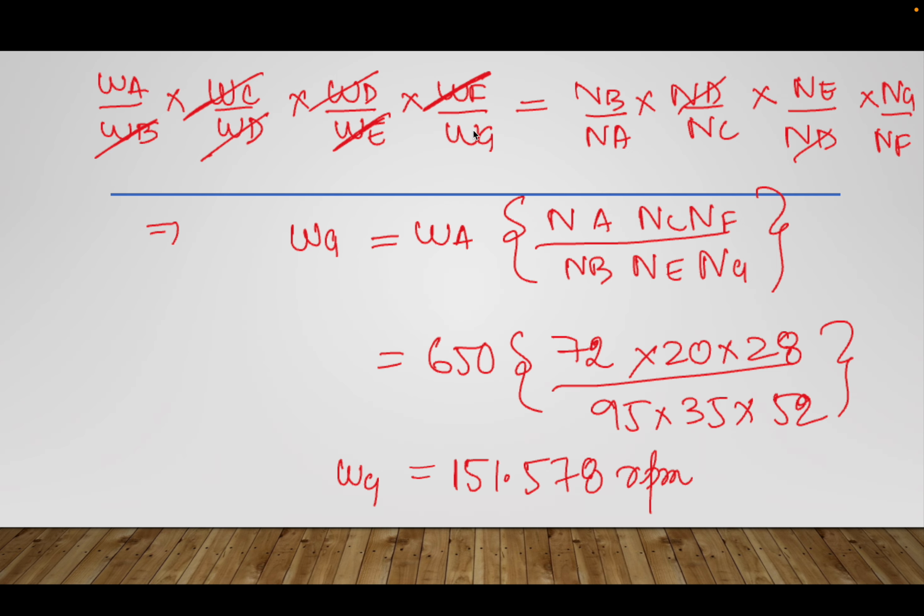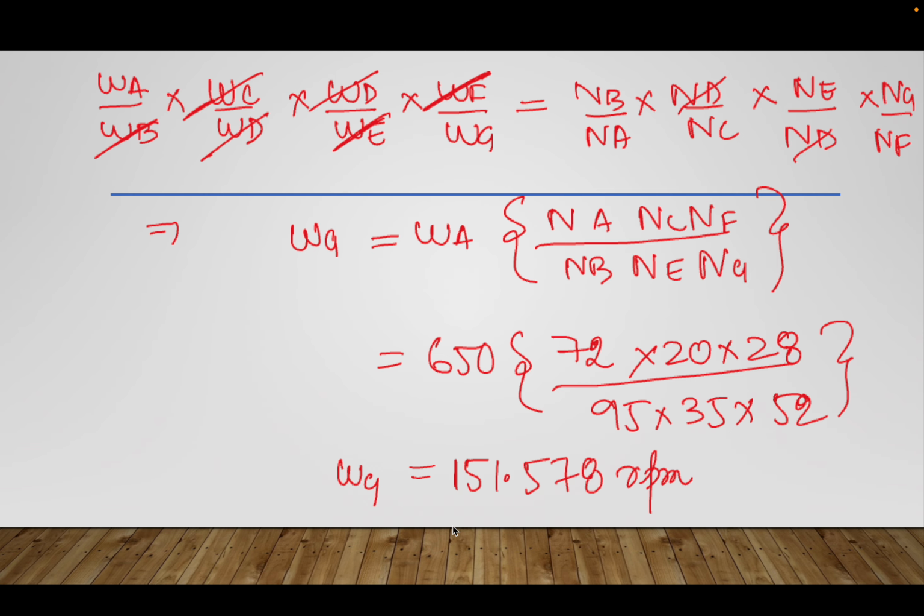So now since I need to find omega G, I have taken this to the right hand side. Or I basically have just taken the reciprocal. So these terms come to the denominator, these come to the numerator, and all of these values have been given. So you can easily find omega G equal to 151.578 rpm. Okay, which is basically the omega at output shaft.